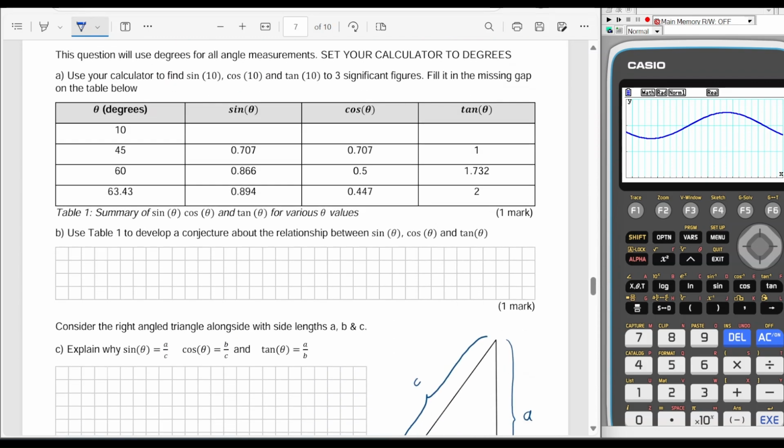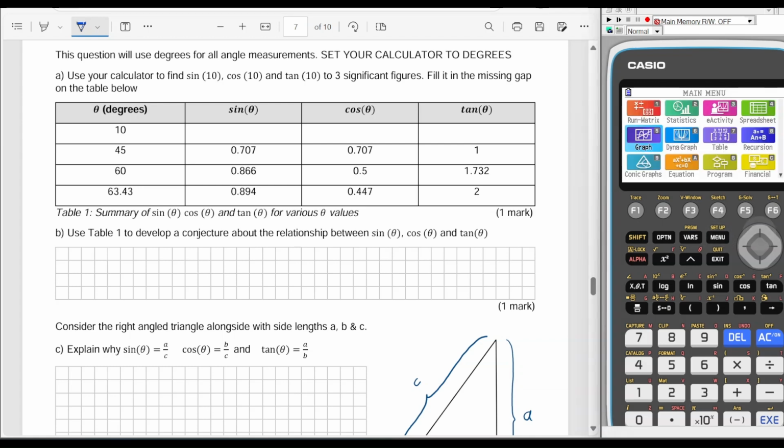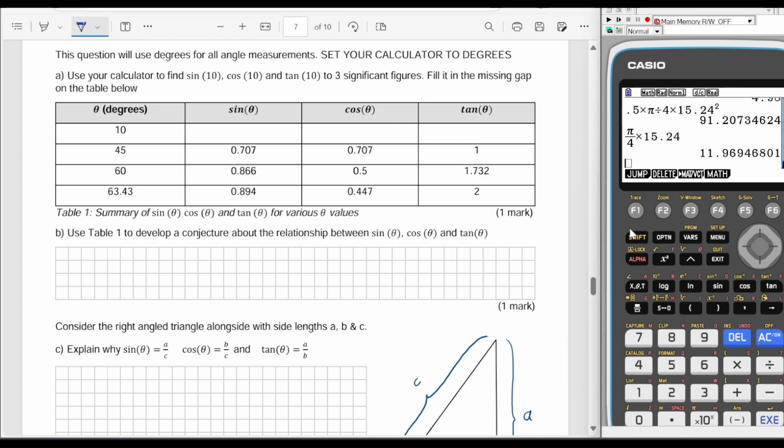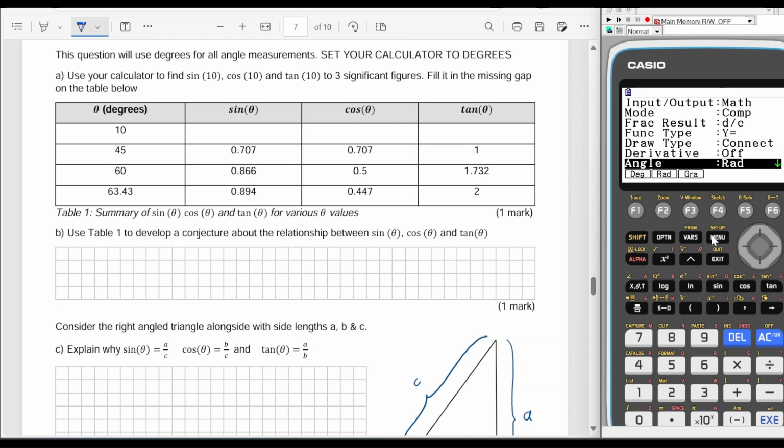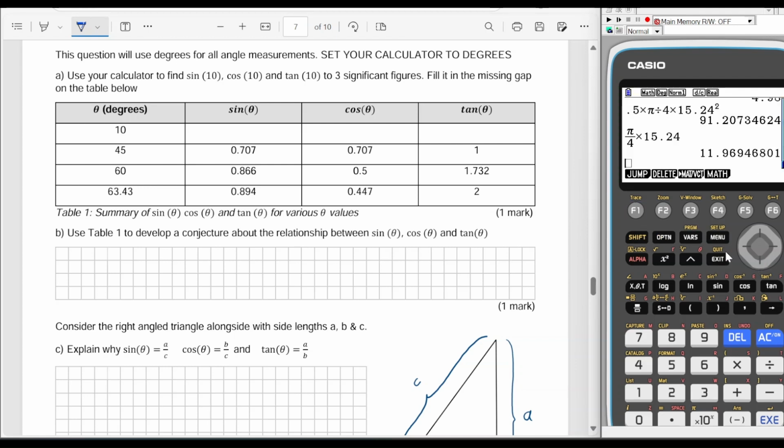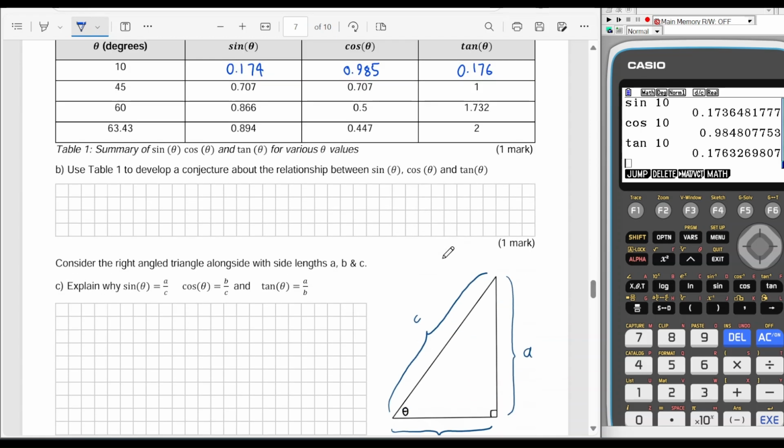Okay, conjecture time. So what we're going to do is pop our calculator back in degrees. So shift set up all the way down here, hit F1 for degrees. All right, sine of 10 is 0.174. Cos of 10 is 0.985. And tan of 10 is 0.176. All right, wonderful stuff. So use table 1 to develop a conjecture.